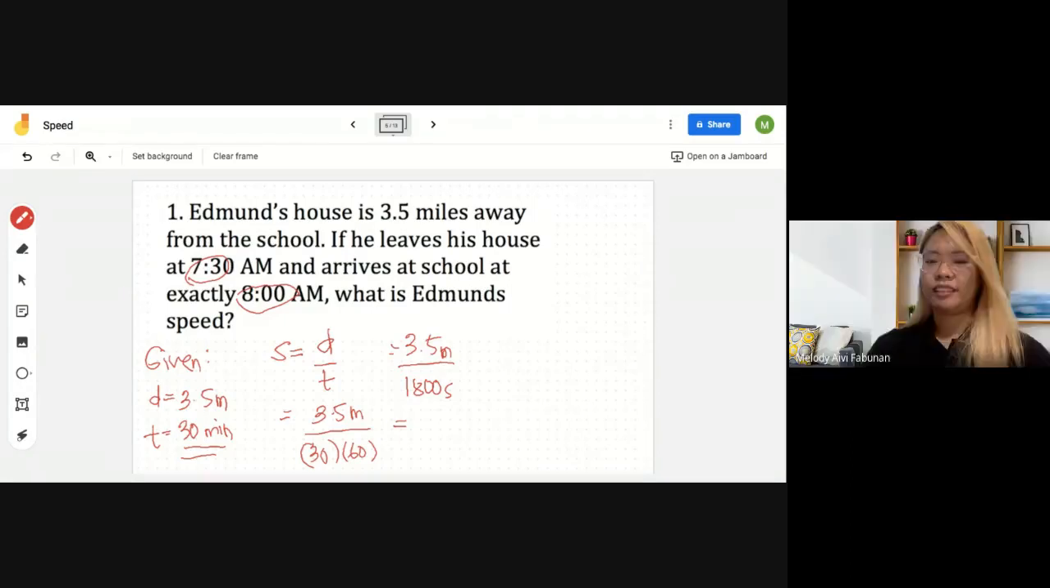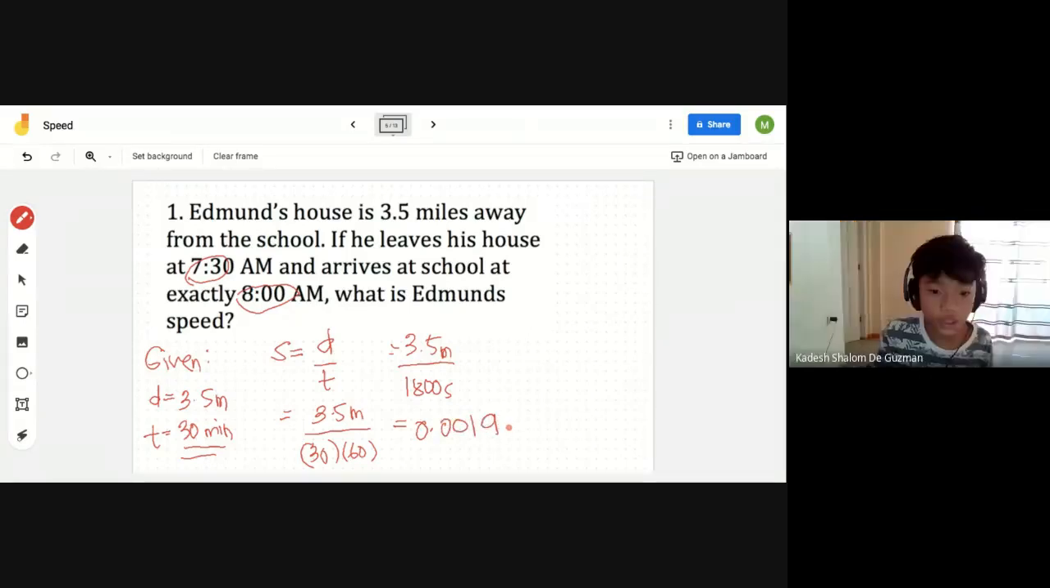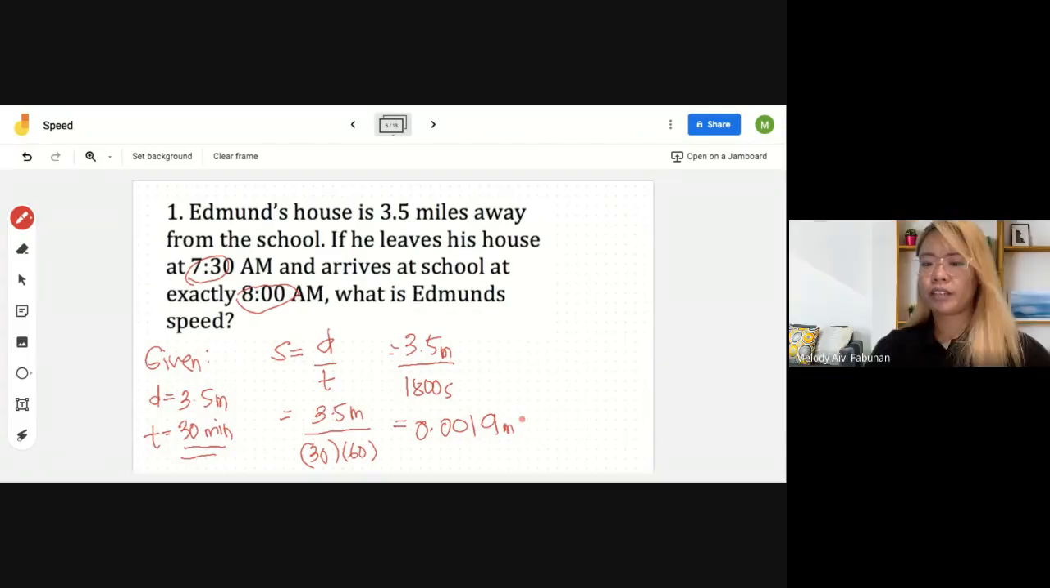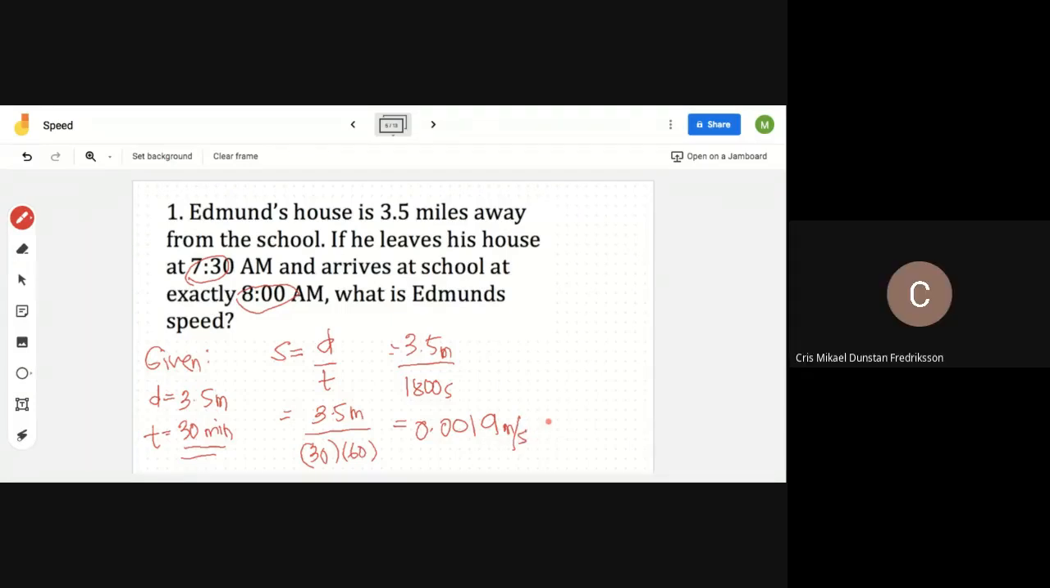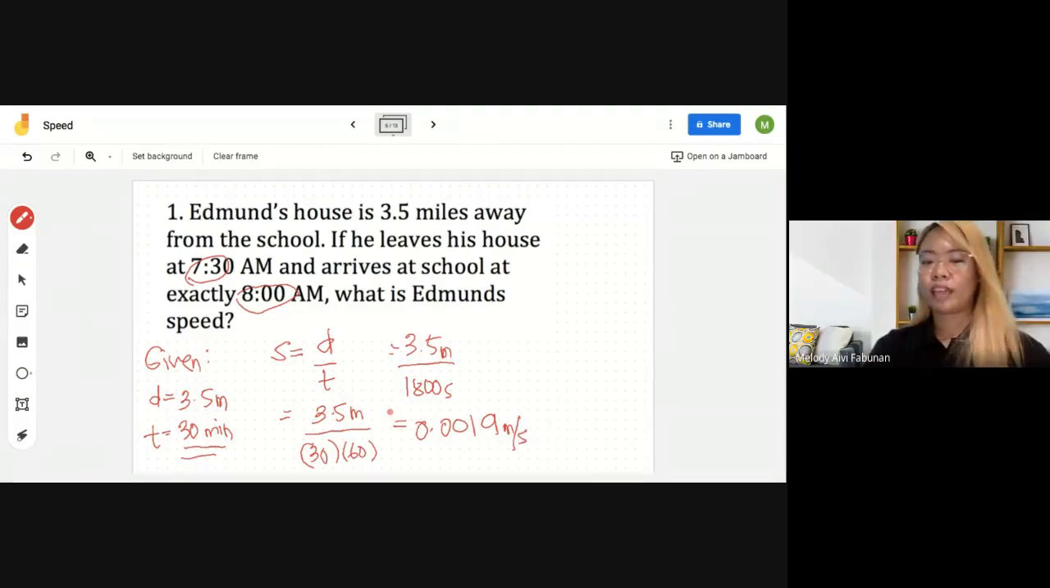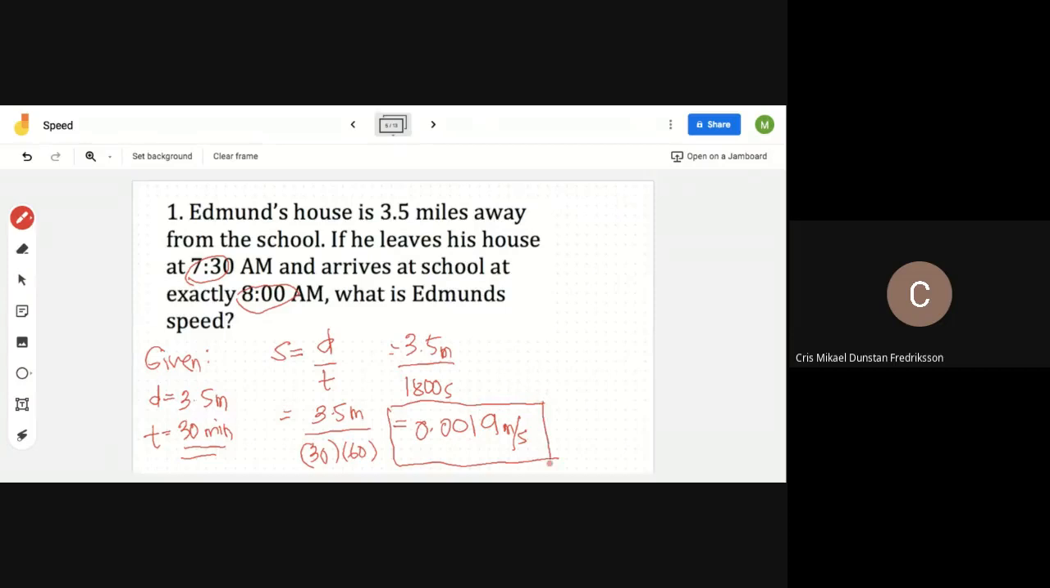Okay. So don't forget ha, 0.0019. And what's the unit? Meters per second. Okay. So it took Edmond a speed of 0.0019 meter per second to reach the school.